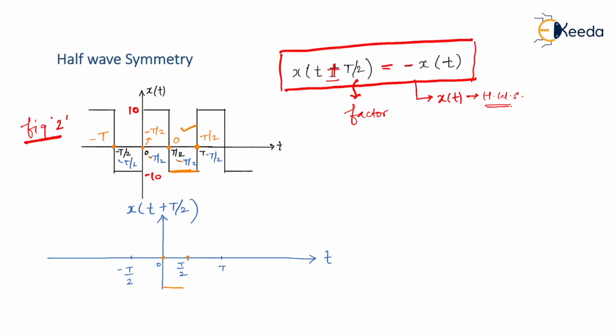Then we will check what is present between T by 2 to T. When I say this is T by 2, this has to be T. So between T by 2 to T, again plus 10 is present. I'll be getting such a square wave now. And since it is periodic in nature, definitely it is going to repeat its pattern. So naturally I'll be getting it this way. So this is x of t plus T by 2.